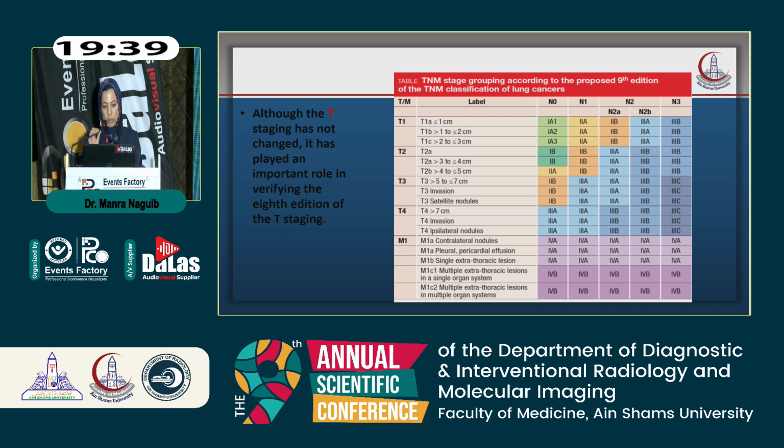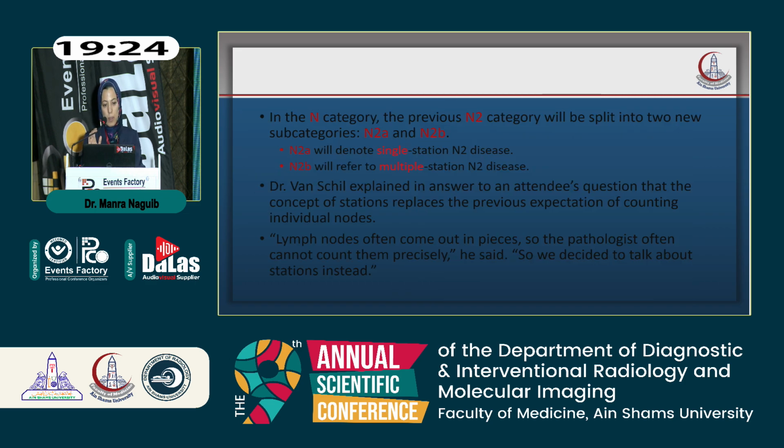Although the T staging has not changed, it has played an important role in verifying the 8th edition of the staging, which runs from T1 to T4, including progressive tumor size and the same lung invasion. In the N category, the previous N2 category in the 8th edition was replaced by N2a and N2b. N2a denotes single nodal station disease. N2b refers to multiple nodal station disease. Dr. Van Schell explained, in answer to an attendee's question, that the concept of the station replaced the previous expectation of counting individual nodes.